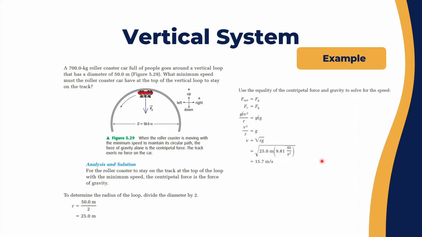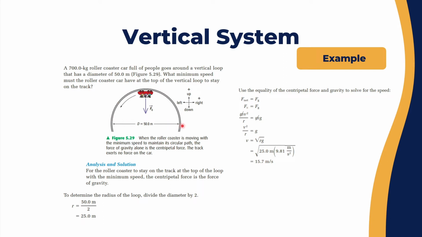Let's take an example on vertical systems. A 700 kilograms roller coaster car full of people goes around a vertical loop that has a diameter of 50 meters. What minimum speed must the roller coaster car have at the top of the vertical loop to stay on track?